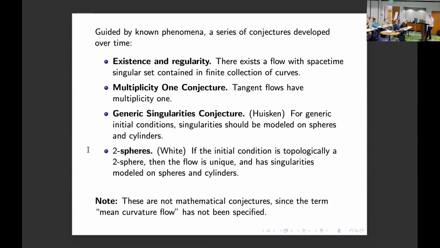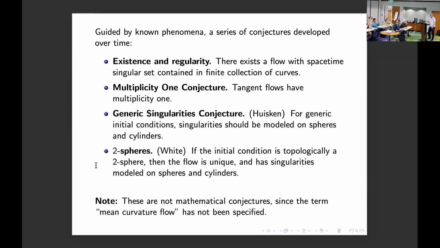So Brian has a conjecture that if the initial condition is topologically a two-sphere, then the flow is unique. And moreover, the singularities are simple, just as in the generic case; they should be modeled on shrinking round spheres and cylinders. This conjecture was motivated by an example of Ilmanen and White showing that the uniqueness can fail for high genus.